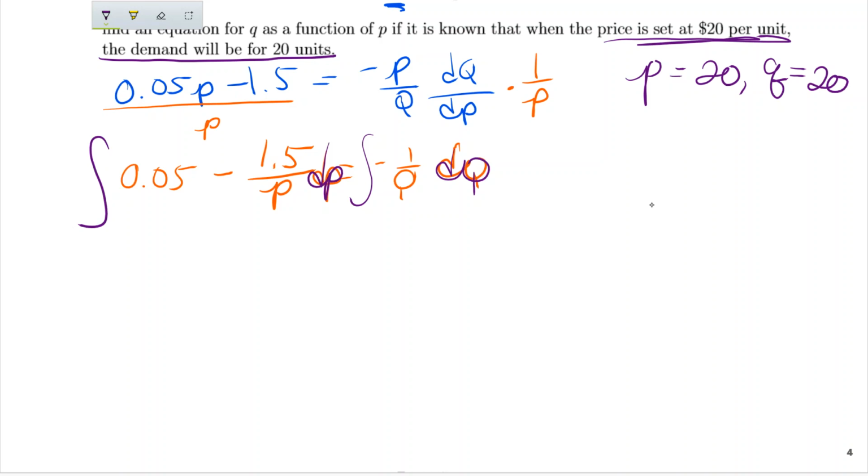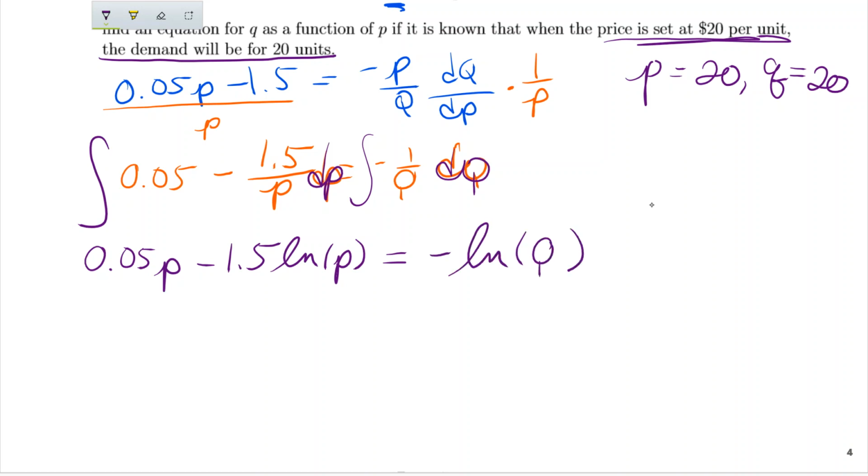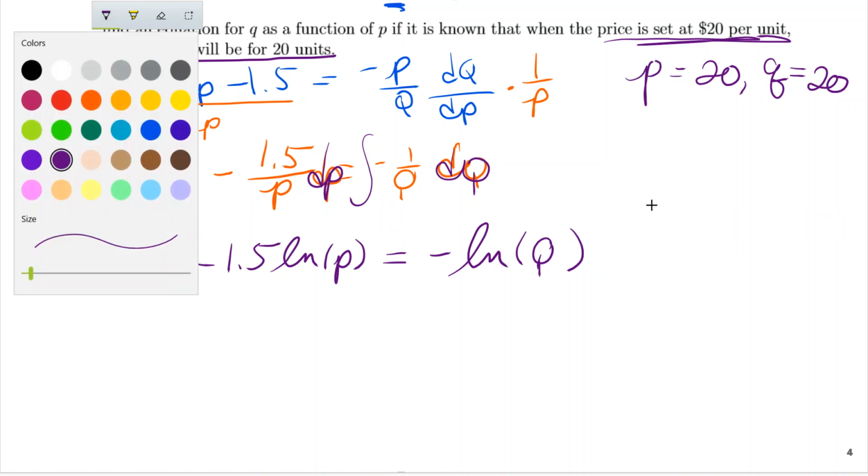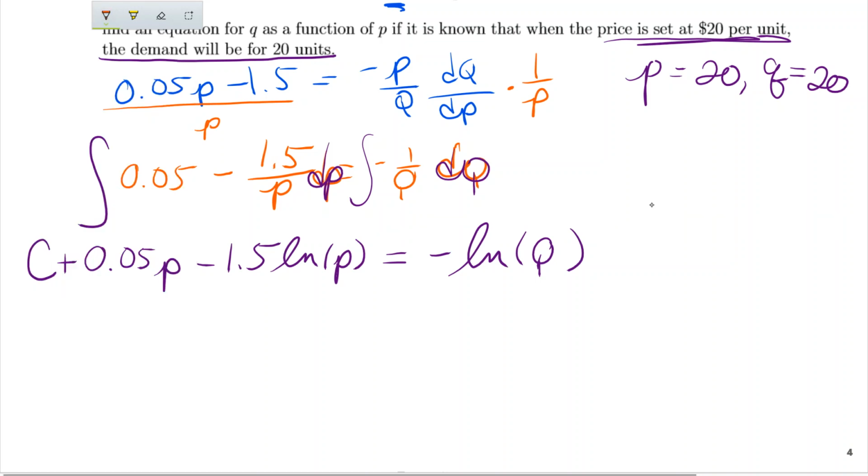Let's integrate. So add 1 to the power and divide by it. Here I'm going to get 0.05 p minus, I can factor out the negative 1.5, and then I have 1 over p, whose integral is going to be the natural log of p, equals, oh boy, which side do I want to put c on? I don't know. Negative natural log of q. Which side should I put p on? It's going to be easier to solve for q, so I think I'm going to put it over here. That was an elective choice. Totally choice oriented. Nothing to do with anything else.